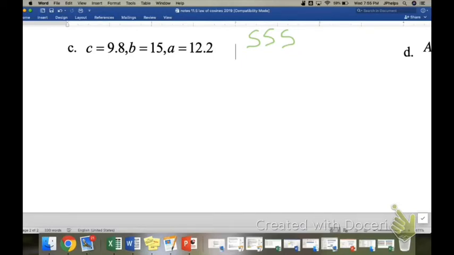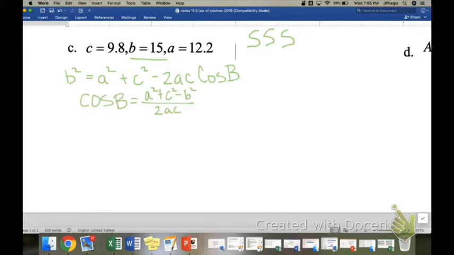So because side b is the largest or the longest of the three sides, that means that we need to solve for angle B first. So we need to set this up in terms of B, and then plug in side b, side c, and side a. Or again, here we can rewrite the formula to start so that you've got cosine of B equals a squared plus c squared minus b squared over 2ac. And again, it doesn't matter whether or not you rewrite this or if you just plug in those sides to start.